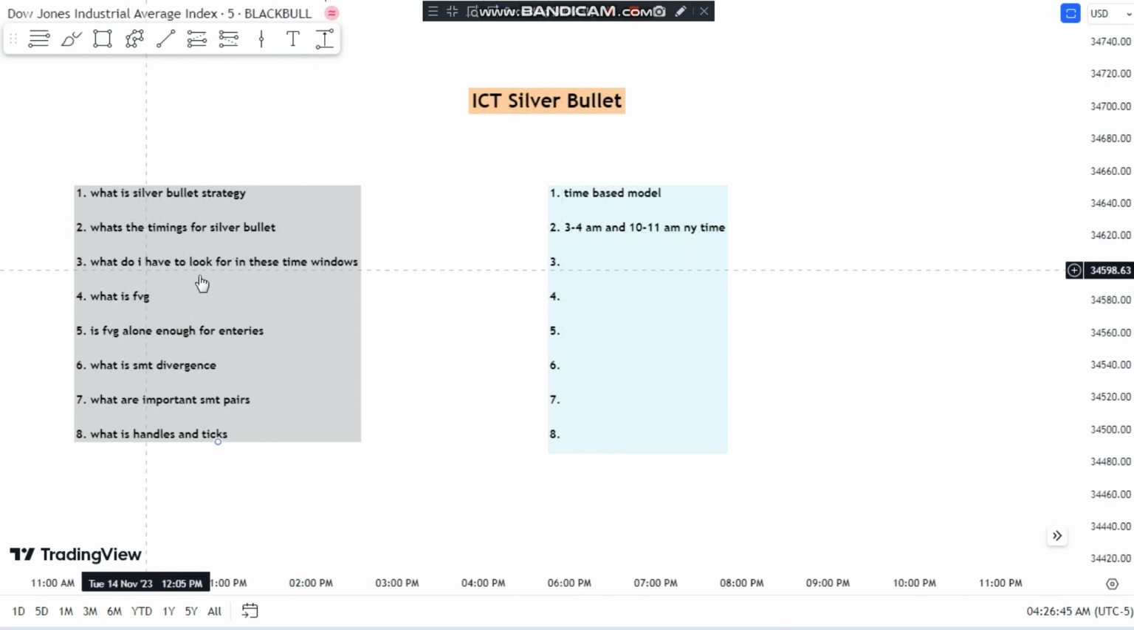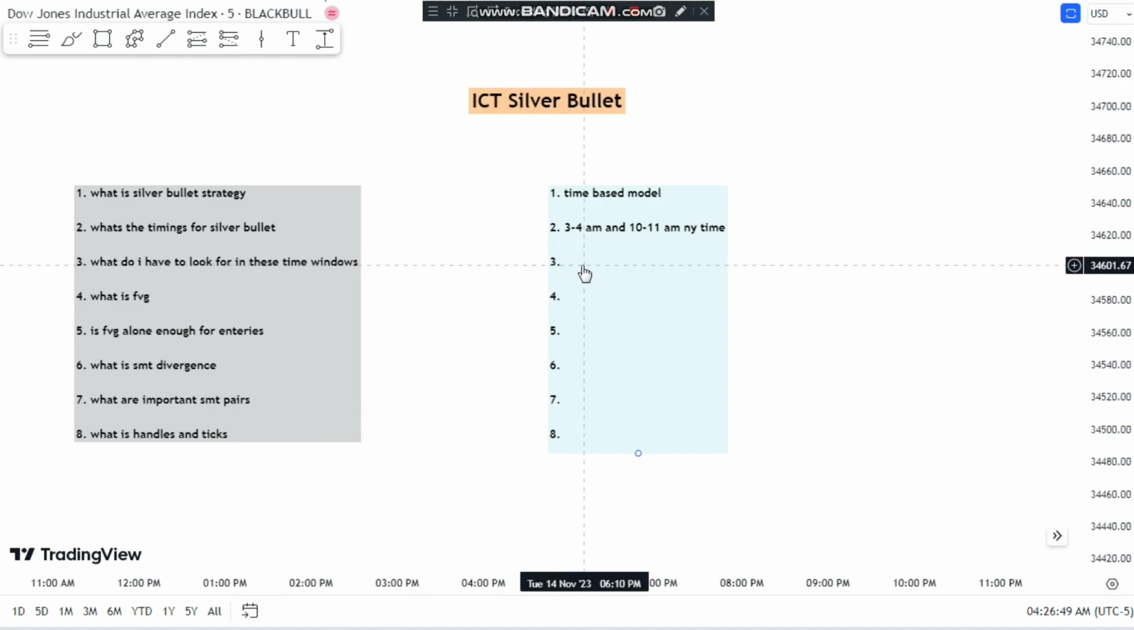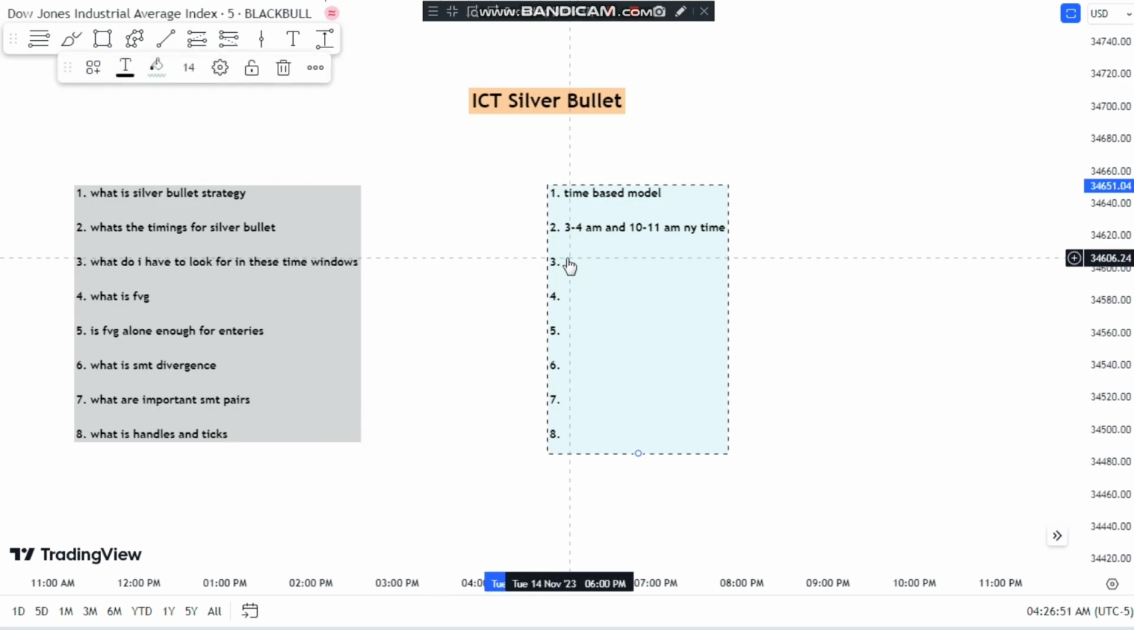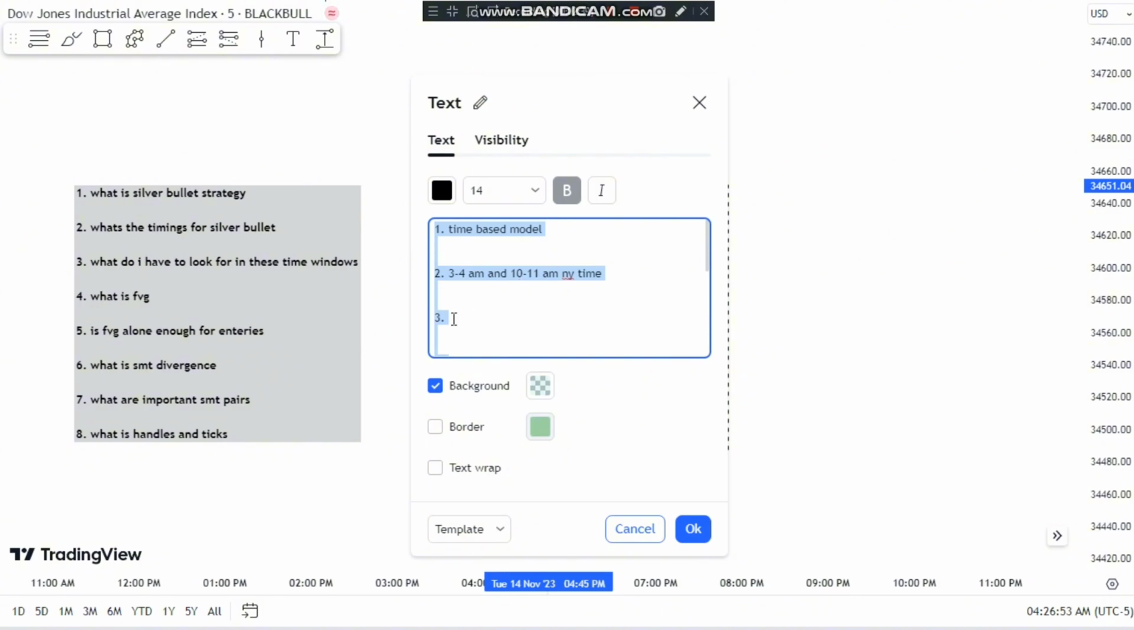Now what do I have to look for during these time windows? Like, what is the setup that you have to look for? So in this time window, you have to look for a fair value gap. Look for a fair value gap or FVG. Okay, and I use the 5-minute time frame. Okay, so find or look for a fair value gap on the 5-minute time frame.